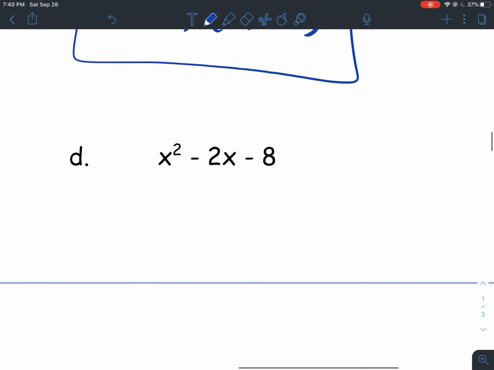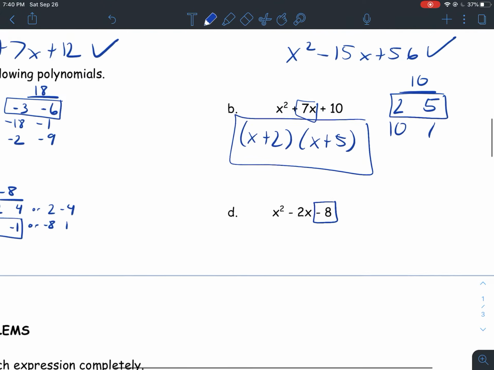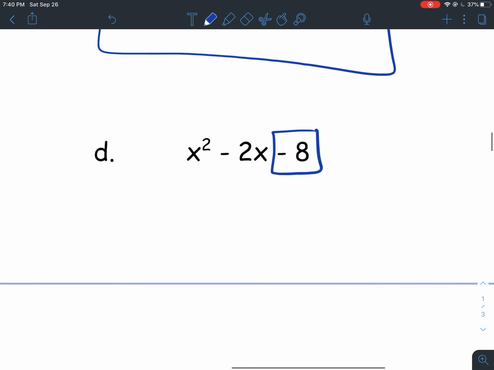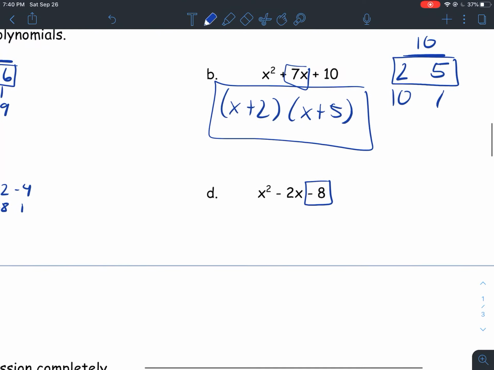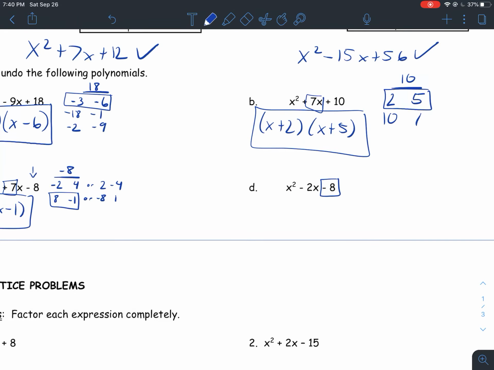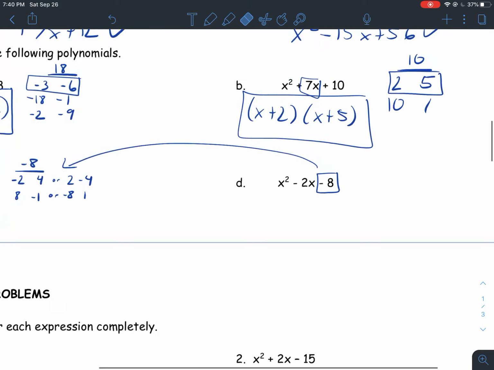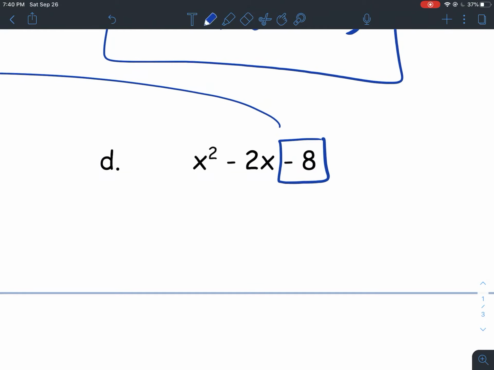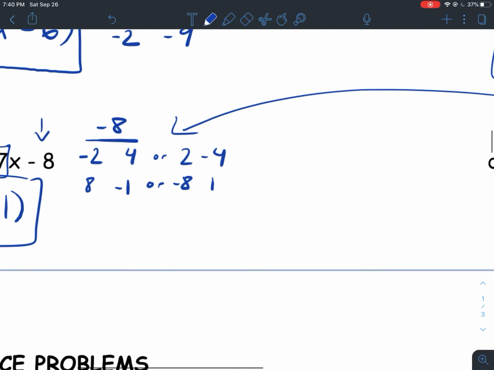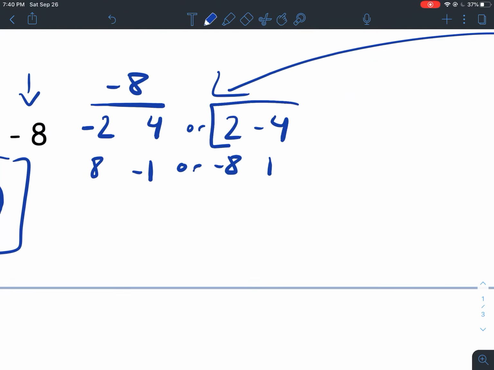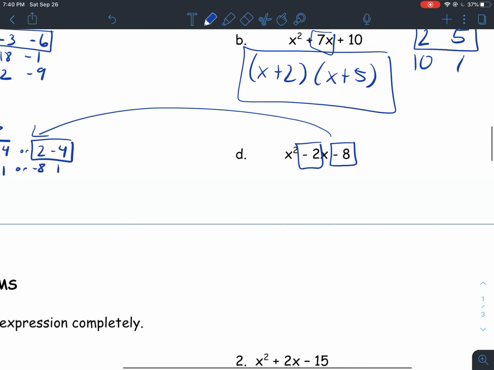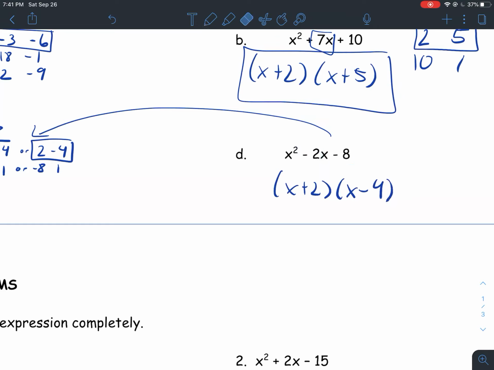All right, so for D, notice how this last number is the same, right? It's a -8, so we've got to write out the factors of 8 and try and find the answer. So go ahead, I want you to do this one totally on your own. I would recommend using the factors that we already wrote out. See if you can figure this one out. So on this one, we're trying to add to give us a -2, right? So if we look here, which one of these is going to give us a -2? I'd say the 2 and -4. So we would do x plus 2 and x minus 4.